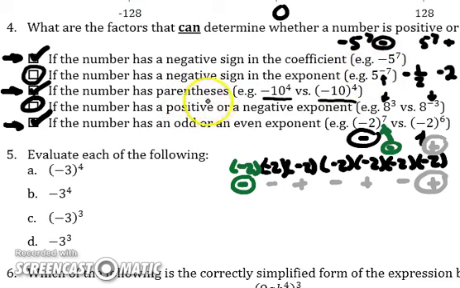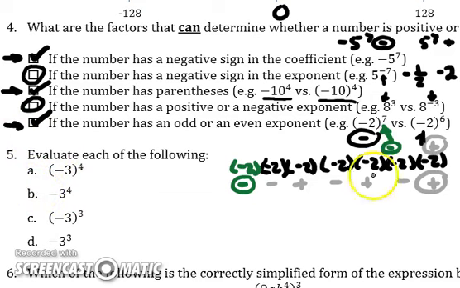Is the number in the parentheses, does it have parentheses at all? If it doesn't have parentheses at all, this is on the outside, we know for certain it's going to be a negative number. And then, is the number in the exponent an odd or an even number? It doesn't matter if it's negative or positive up there, but it does matter if it's odd or even. And remember that 0 is an even number. So anything raised to the 0 except for 0 will be 1, which is a positive number.